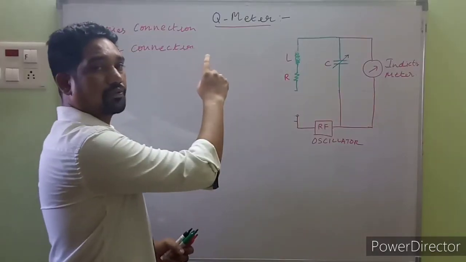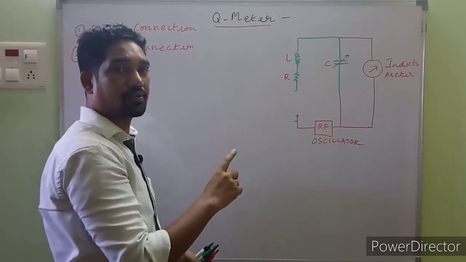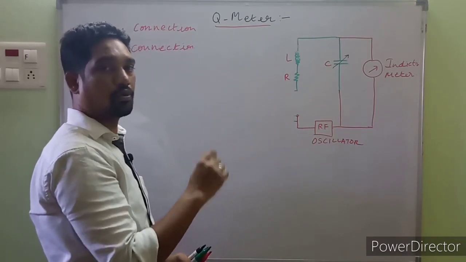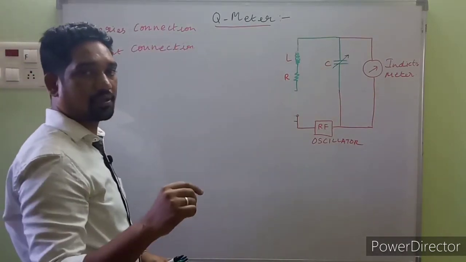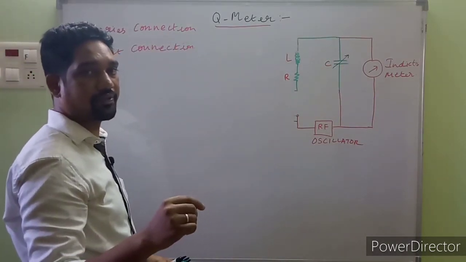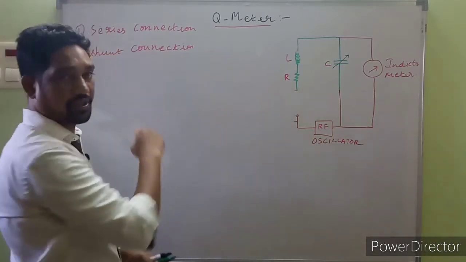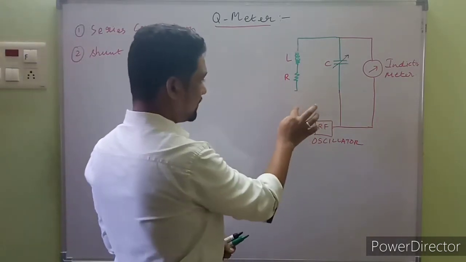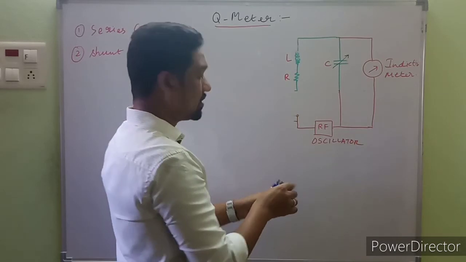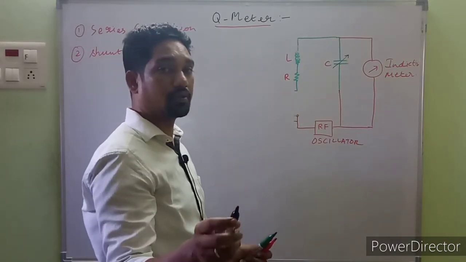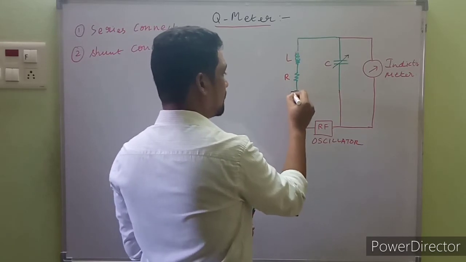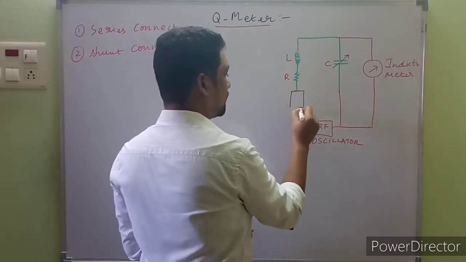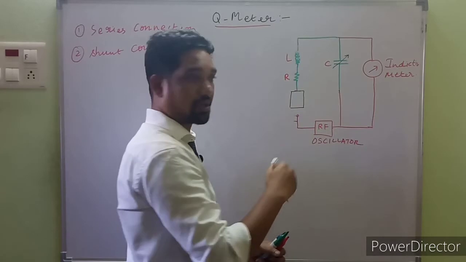Two methods of evaluating the quality factor of unknown impedances. For low impedance, the series method is selected, and if the unknown impedance is very high, we go for the shunt connection. Now this is for a series connection. I have intentionally left this one. The unknown impedance whose quality factor is to be measured is connected over here. It's an unknown Z. You can match your circuit diagram with mine.